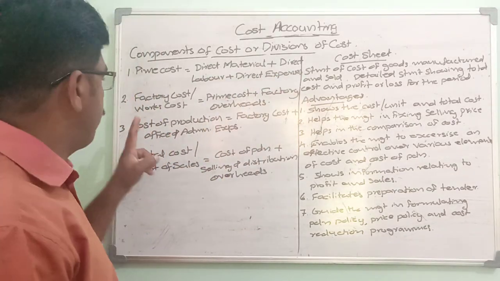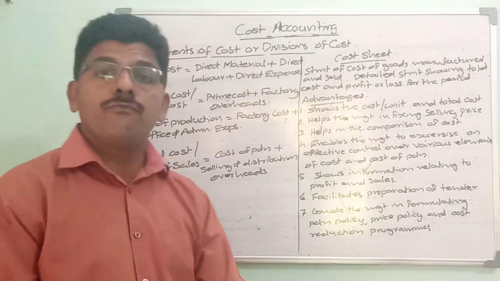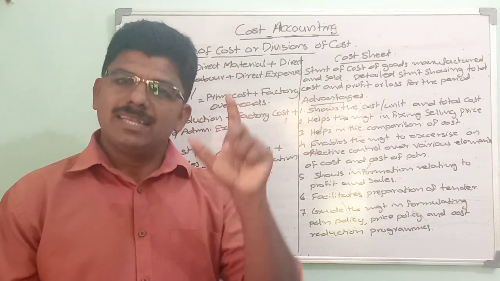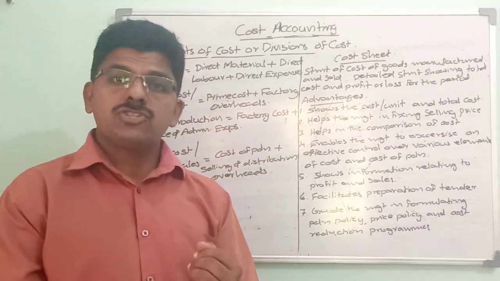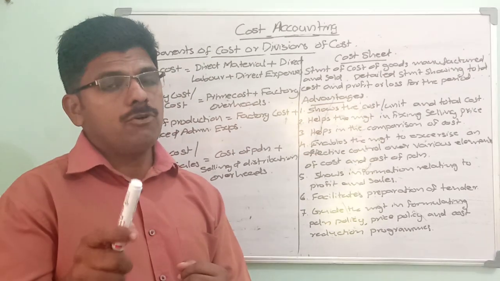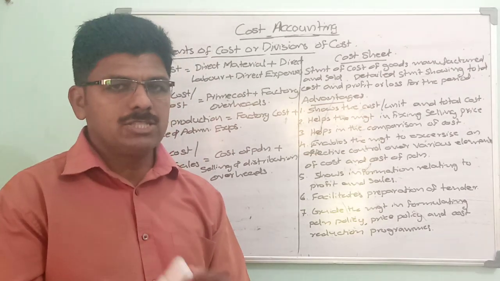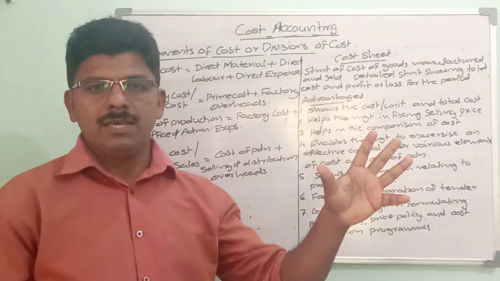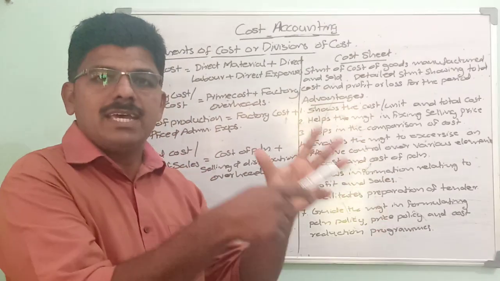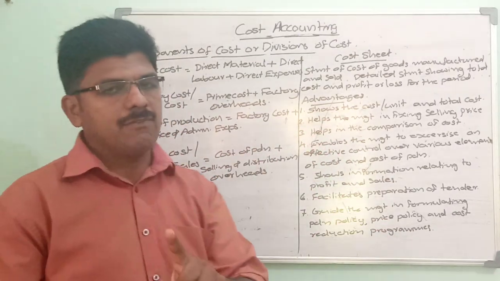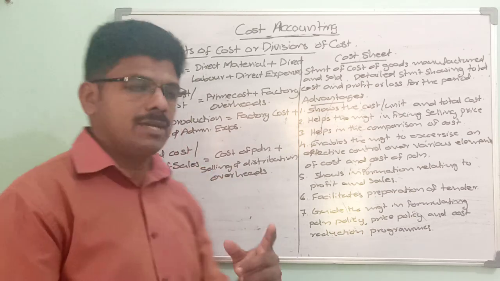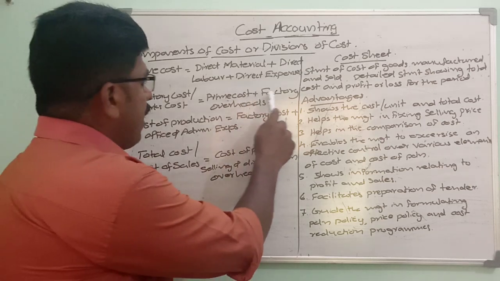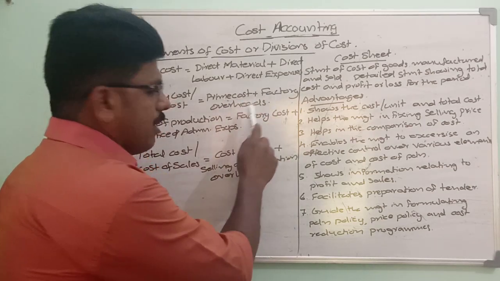Number two, the second component of cost, is factory cost or works cost. Factory cost is the total of prime cost and factory overheads. Factory overhead means those overheads or indirect expenses which are incurred in the factory. If these factory overheads are added along with the prime cost, we arrive at factory cost or works cost. Therefore, factory cost or works cost is equal to prime cost plus factory overheads.